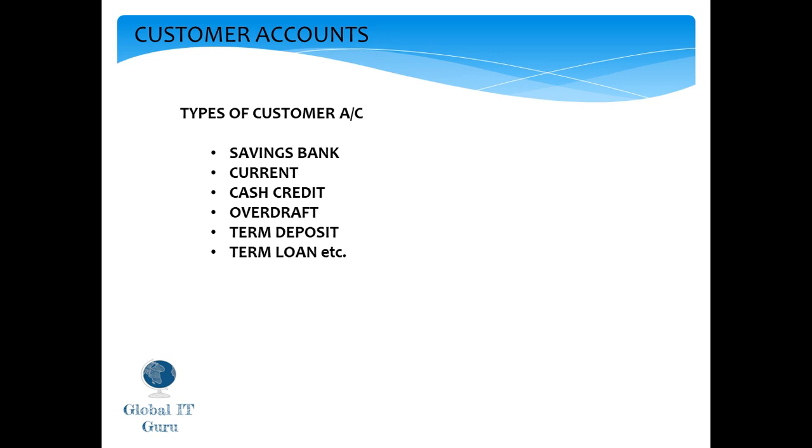Okay, so now these are the types of customer accounts we have: saving accounts, current accounts, cash credit, overdraft, term deposits, and term loan accounts. We'll see saving accounts, current accounts, cash credit, and overdraft here, and after that, we'll see term deposits. For term loans, I have a separate session created, and as part of that session, we'll discuss the loan part.